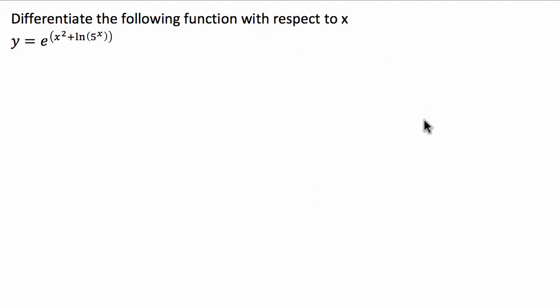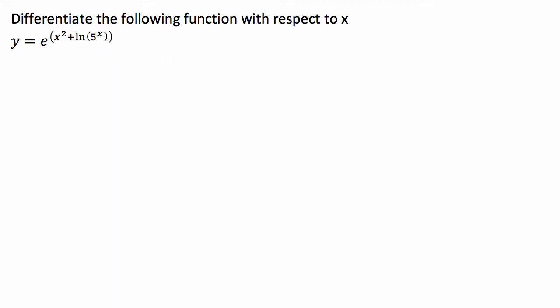G'day guys, I've got a relatively complicated calculus question for you today in which we've been asked to differentiate y equals e to the power of x squared plus ln of 5 to the power of x with respect to x. Now what I'm going to do straight off the bat, guys, is simplify this function or break it up into a few parts to make it easier for myself to differentiate.